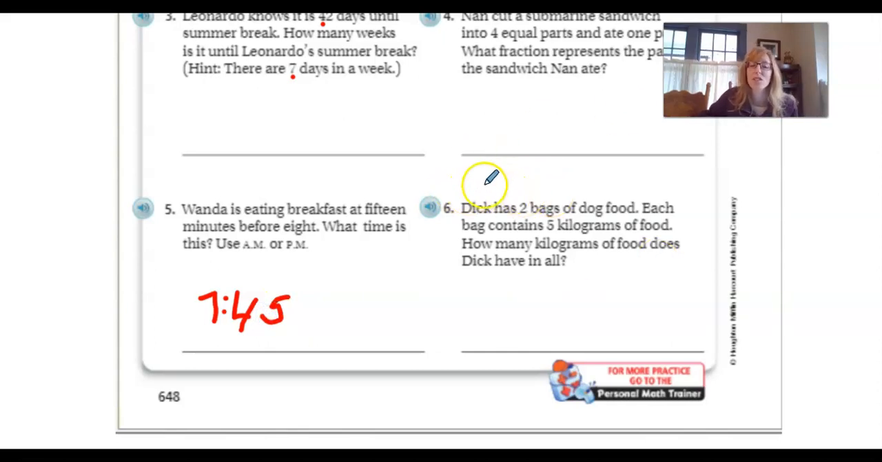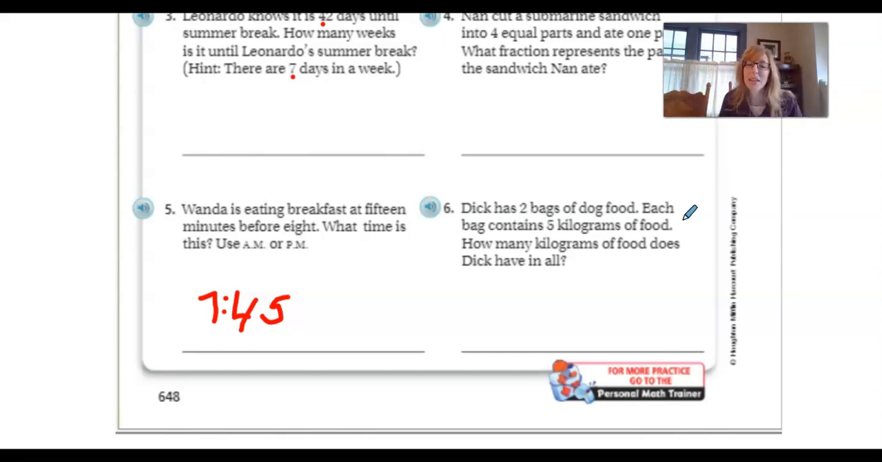All right, so let's go to our last one. Dick has 2 bags of dog food. Each bag contains 5 kilograms of food. We've been talking about metric weight, okay? So we know it's kilograms and grams. We know a gram weighs about as much as a paper clip, okay? You put a paper clip in there. Are you using any muscles? No, but if you had to lift something that's a kilogram, we know that's 1,000 paper clips. So you have to use more muscle.